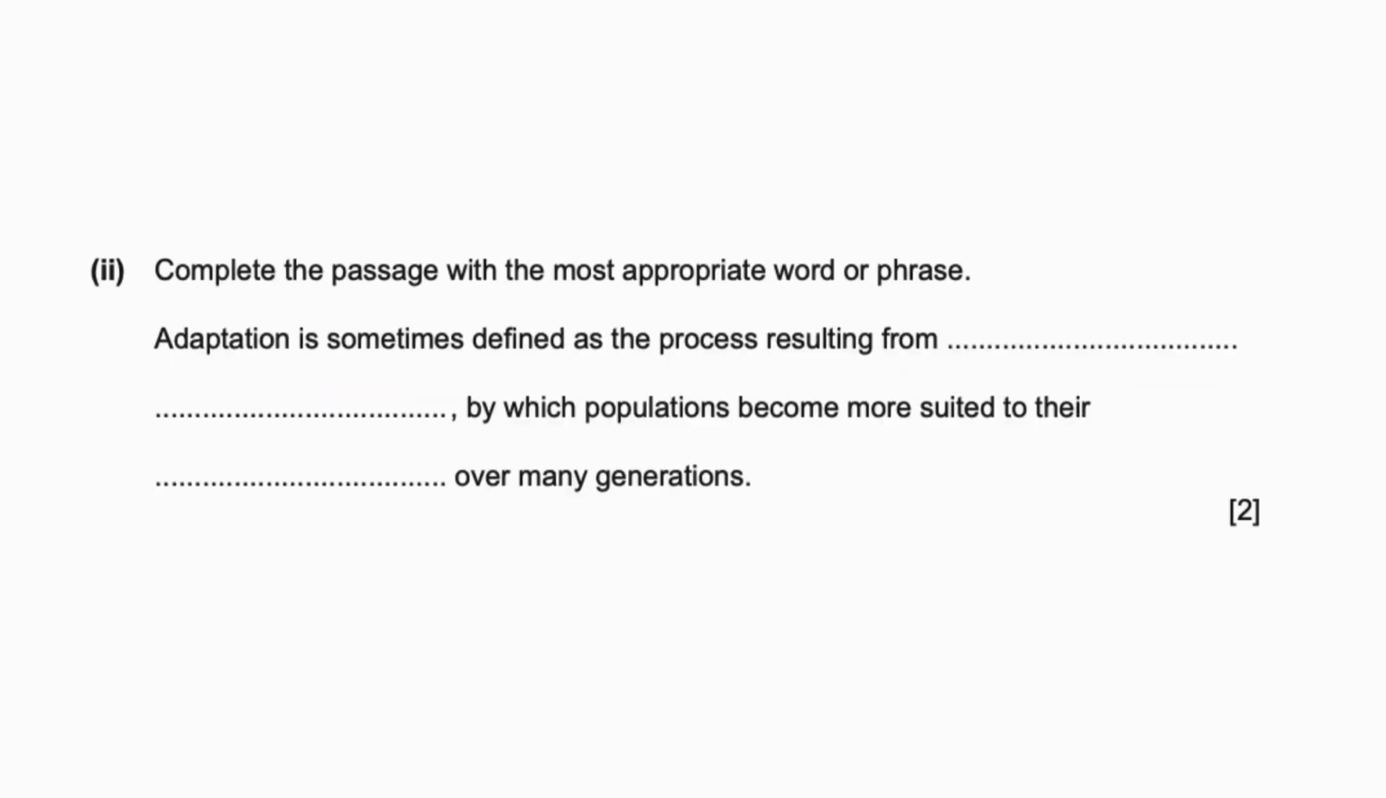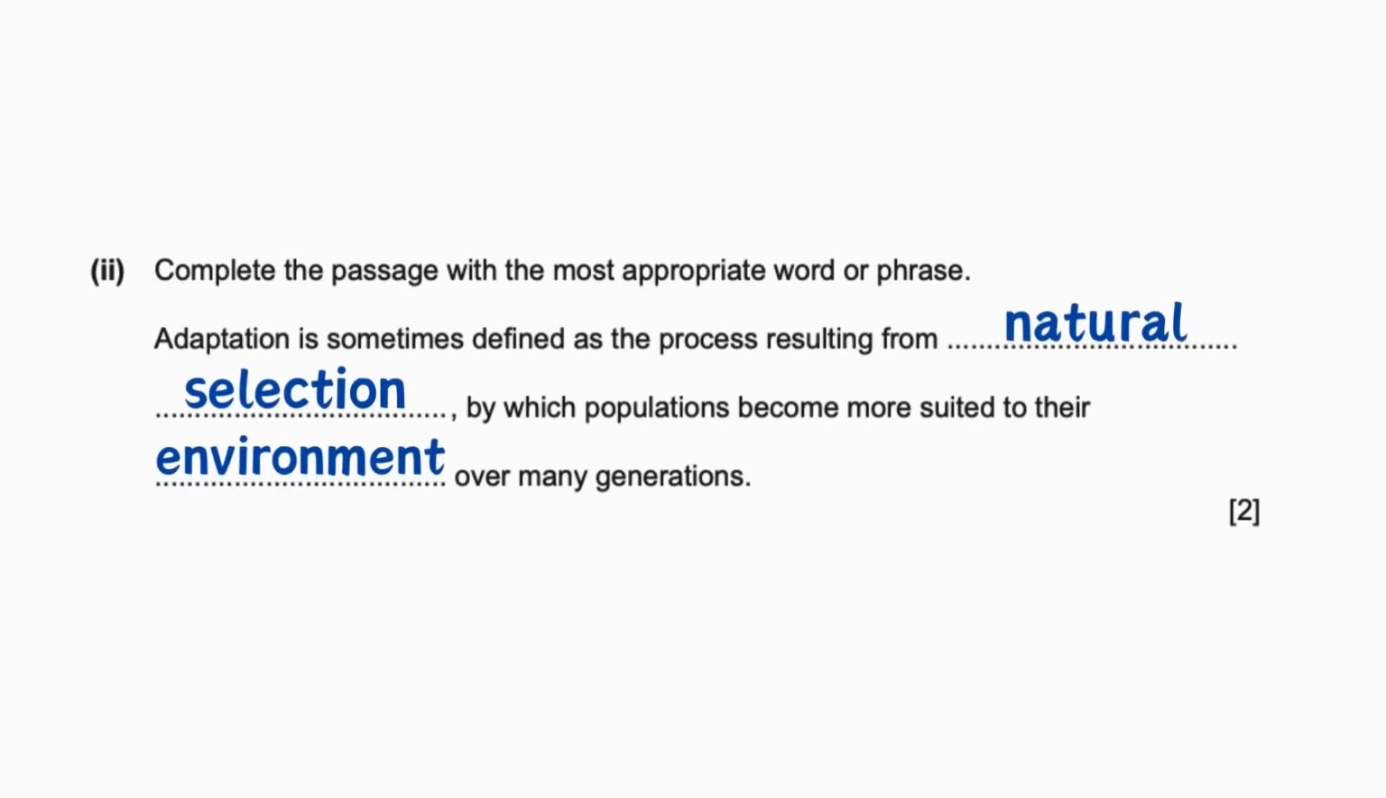Alright, so complete the passage with the most appropriate word or phrase. Adaptation is sometimes defined as the process resulting from natural selection, by which populations become more suited to their environment over many generations.